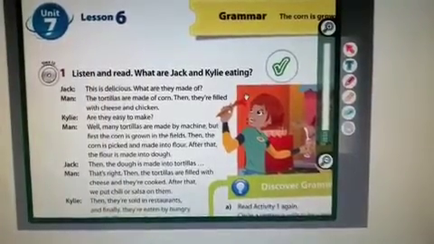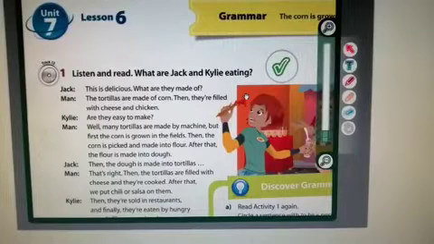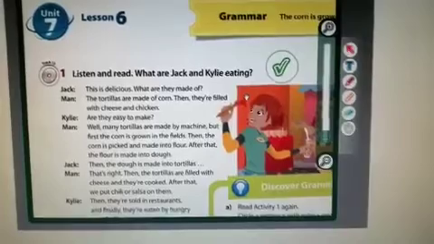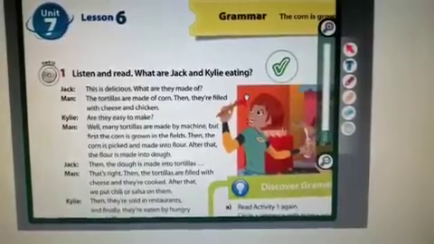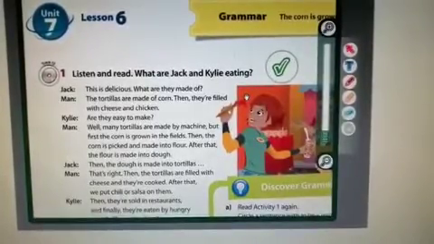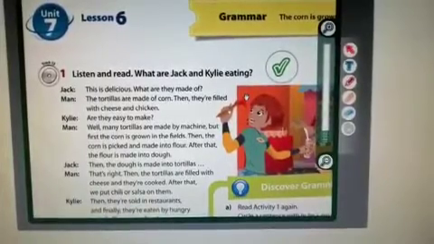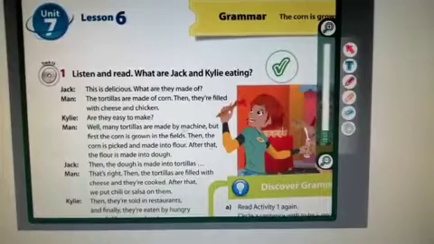Hello everyone. Today we will continue Unit 7, Lesson 6. The learning objective: recognize and practice the present passive. Last lesson I gave you a worksheet explaining the rule of the present passive. Now we will continue our lesson.